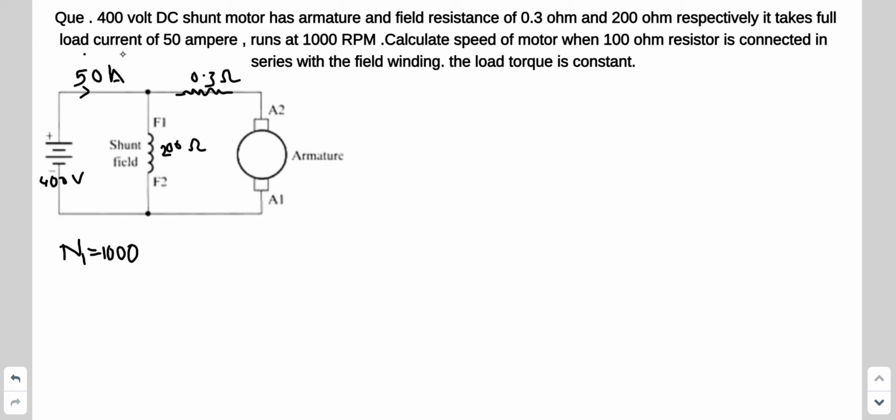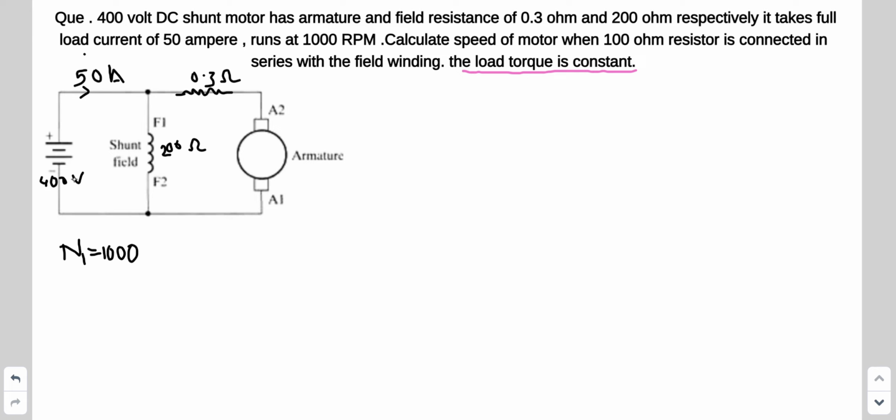So our question is: a 400 volt DC shunt motor has armature and field resistance of 0.3 ohm and 200 ohm respectively. It takes full load current of 50 ampere and runs at 1000 rpm. Calculate the speed of the motor when a 100 ohm resistor is connected in series with the field winding. The load torque is constant. So the condition in this question is that the load torque will be constant for the speed change.